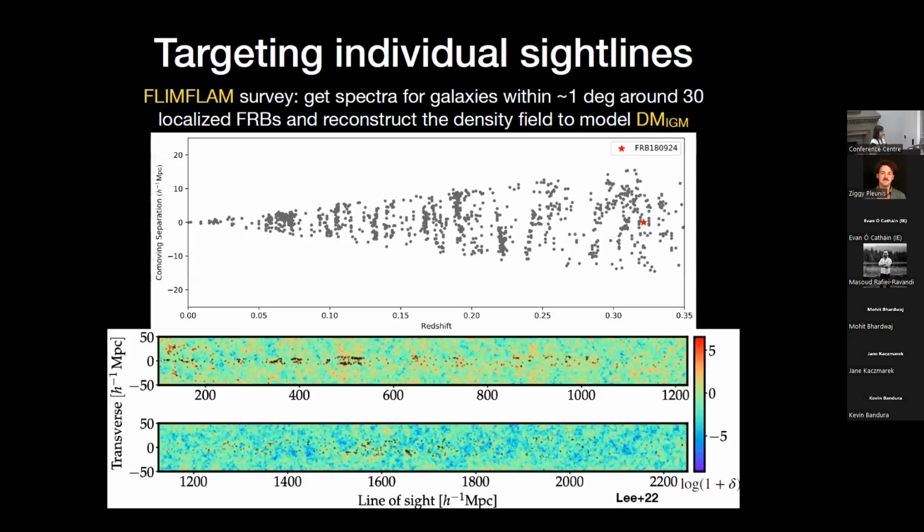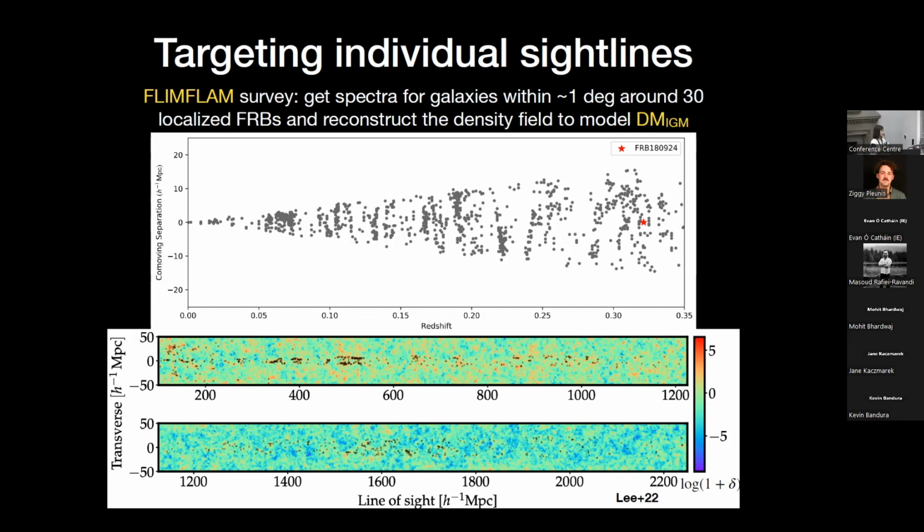As an example, different people have mentioned this in different talks, so I probably don't have to go into details, but the FLIMFLAM survey is going to target 30 very well localized FRBs. And then it's going to measure the redshifts of galaxies within 1 degree of each FRB, and therefore reconstruct the underlying density field. So they're going to get a very good handle on the DM from the IGM because they are actually going to reconstruct the cosmic web.